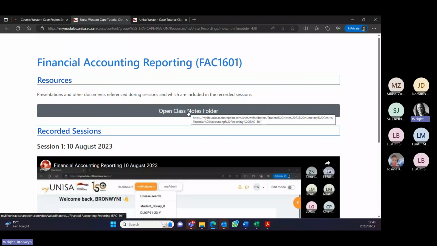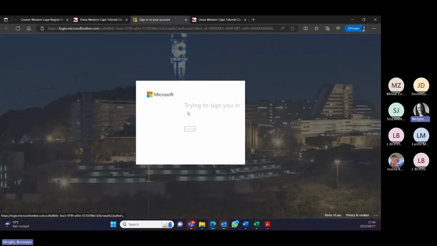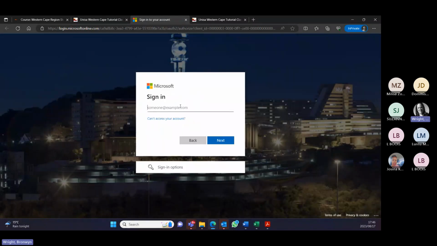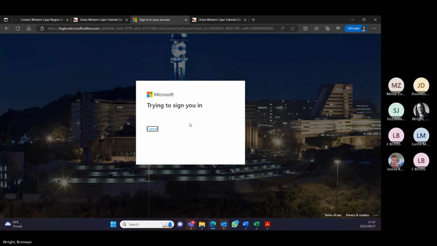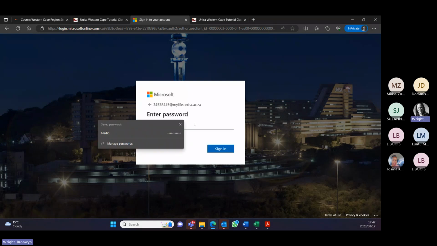Then there is also the notes folder. So I'm going to just show you how this looks in this particular case. I just need to log in again. 5384445. So every time, unfortunately, you will need to log in with your UNISA credentials. But I'll give you a tip how to remedy this as well. And then I just need to put in my password.